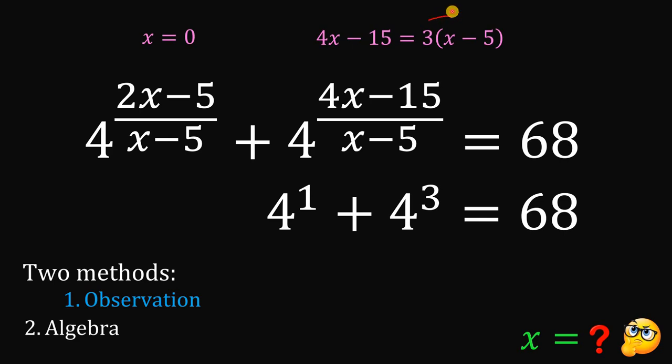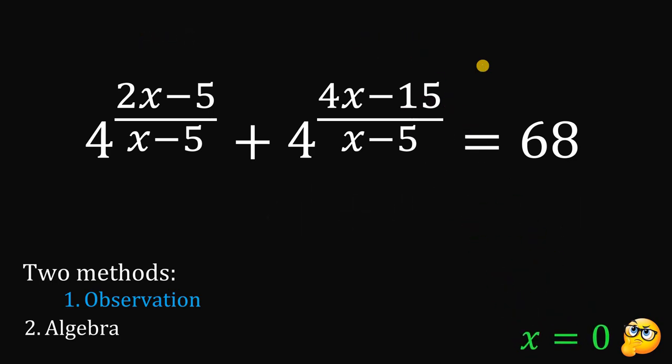Now distribute 3 to x minus 5. This is just 3x minus 15. Now subtract 3x on both sides. This is just x minus 15 equals negative 15. Add 15 on both sides. And we get the value of x as 0 also. So we can say that x equals 0. Yay, we're done. But the big question is, is this the only solution?